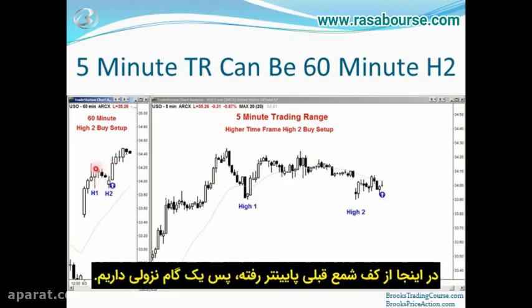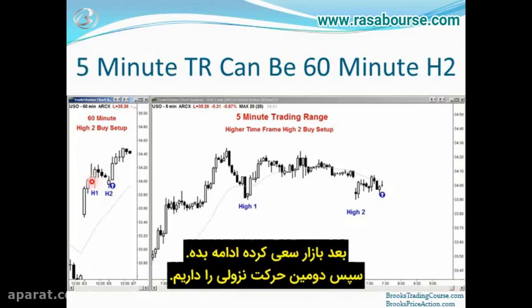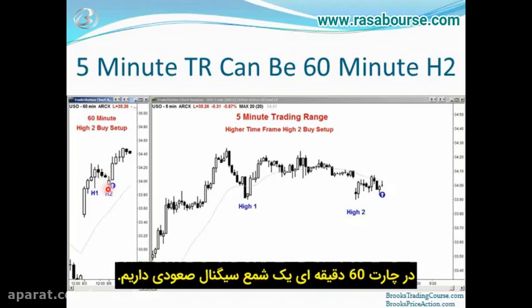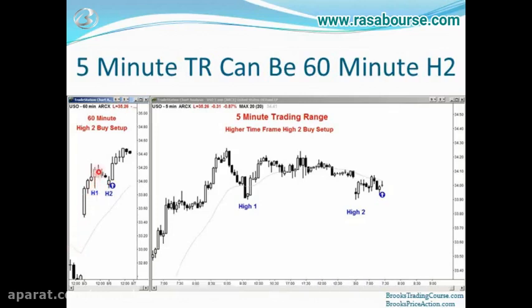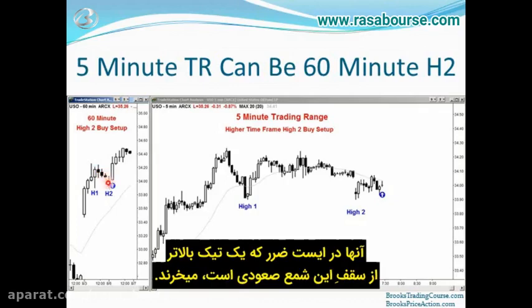We had a push below the low of the prior bar, 1 leg down. The market tried to resume, and then we had a second attempt down. And on the 60-minute chart, we have a bull signal bar. We have a gap up and 4 bars up, so a pretty strong bull trend. So traders will buy high 2s. They'll look to buy above the high of this bull bar on a stop, 1 tick above.